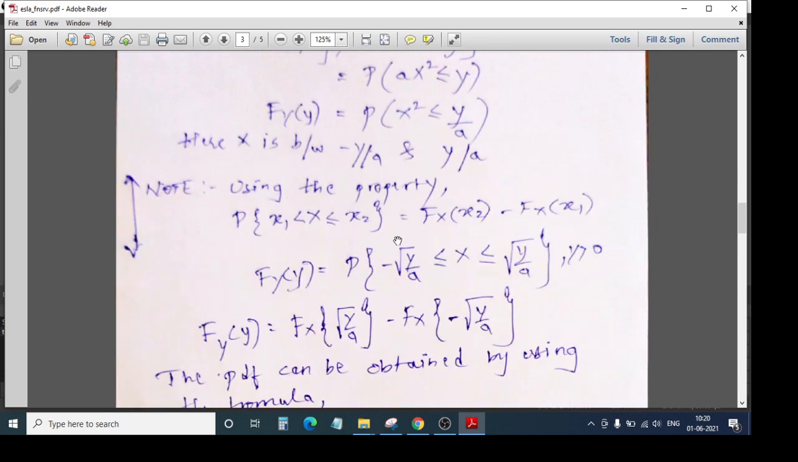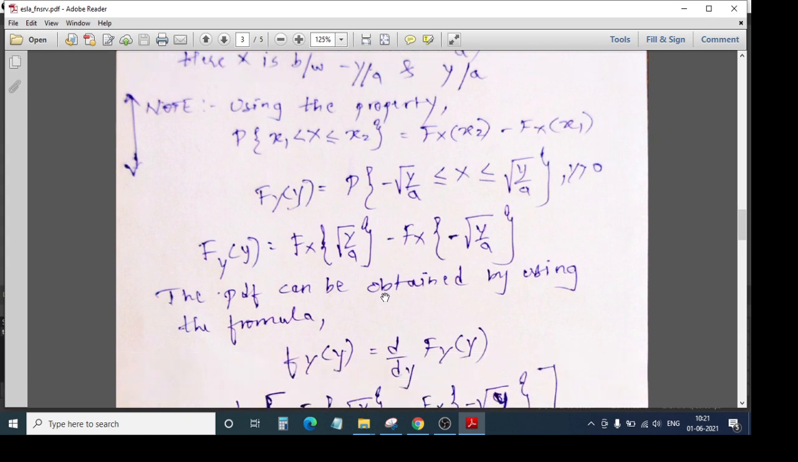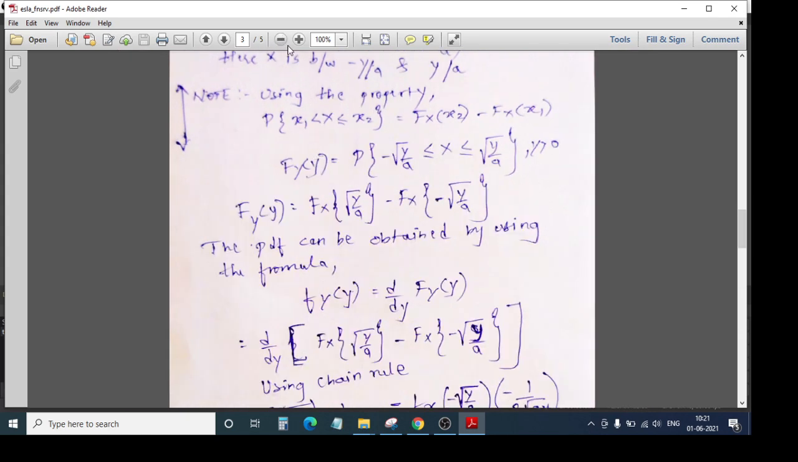So you can observe Fx of x2, probability of the second term, and minus the probability of the first term. Okay, so you can see here our x is ranging between what now? It is ranging between minus square root of y by a to plus square root of y by a. So therefore Fx of x2, which is nothing but square root of y by a, please map here to here. Okay, and Fx of x1, which is minus square root of y by a, so we are using here. Okay, so I'll just show it with the help of a marker if it's not clear.